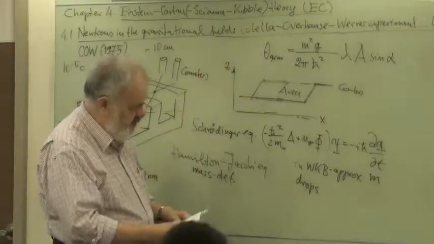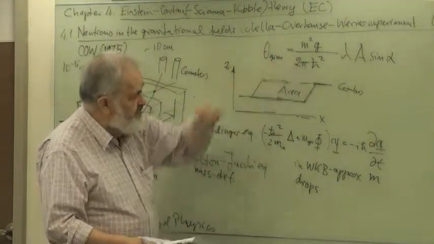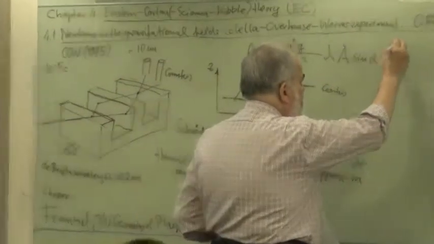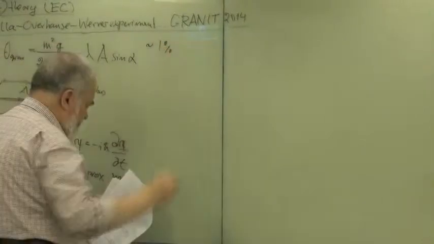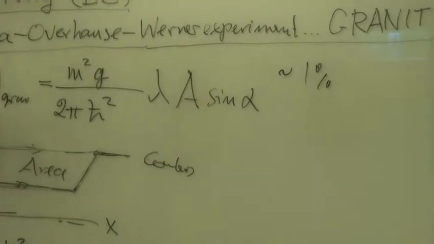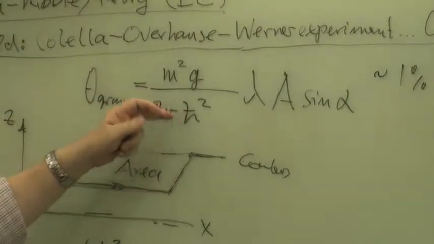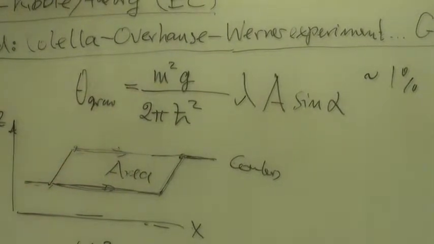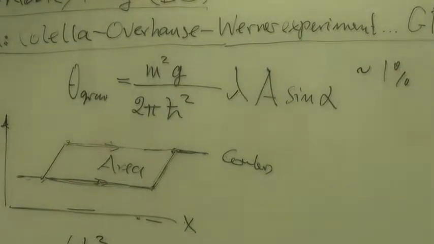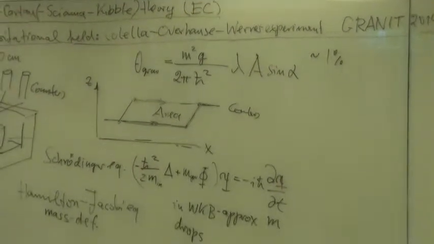And then this formula was verified. Well, the accuracy is about 1%. It's not too good. Anyway, as you can see, this gravitational phase shift depends on h bar and on the mass. So we have here a gravitational effect which relates also to the Planck constant. Okay, this was the first experiment.